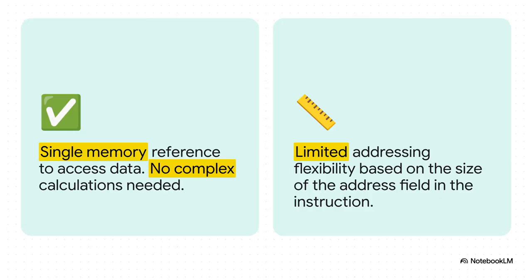And again, here comes the trade-off. It's pretty efficient, right? You only need to make one trip out to memory to grab the data, but you're limited by the map. If your world, your memory, is huge, you're going to need a lot of space in that instruction just to write down the full address.